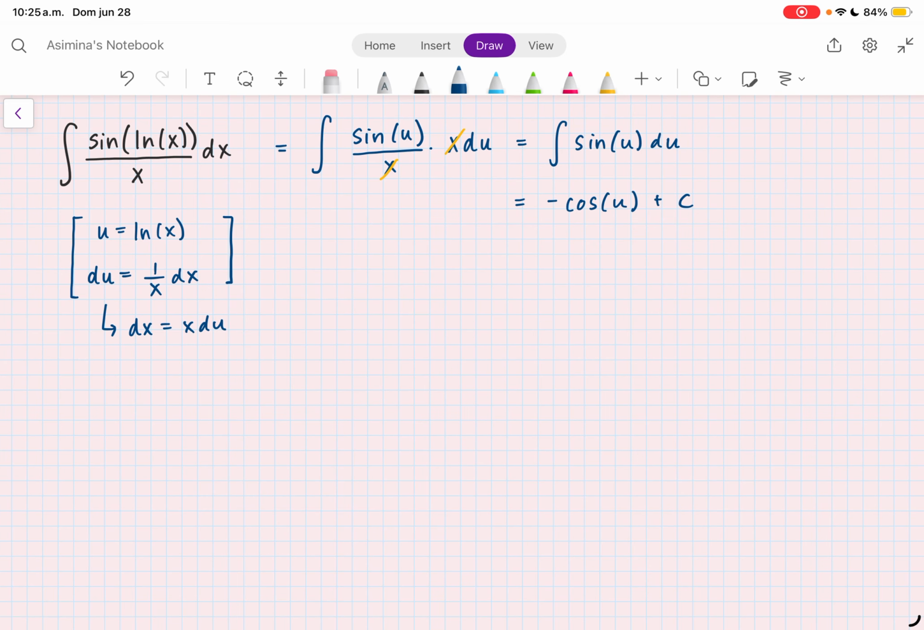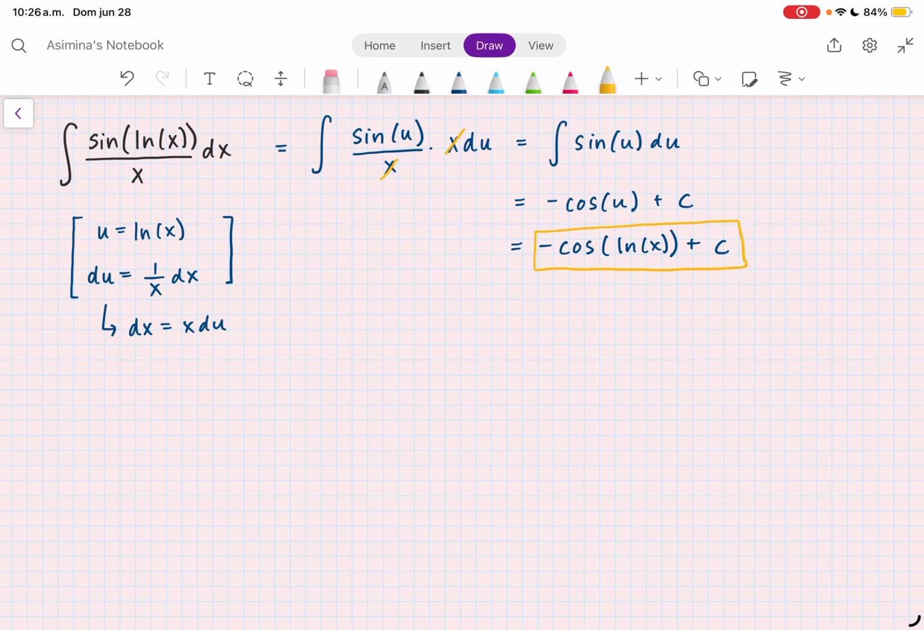Are we done? Not quite. We started off with an integral that was in terms of x, and we ended up with an answer that's in terms of u. So we need to plug in what u is. So this is negative cosine of u, which is ln of x. And then we have plus c. So this is our final answer.